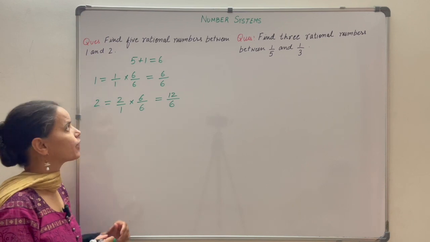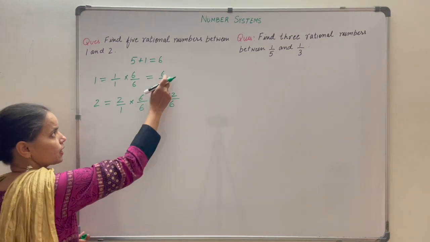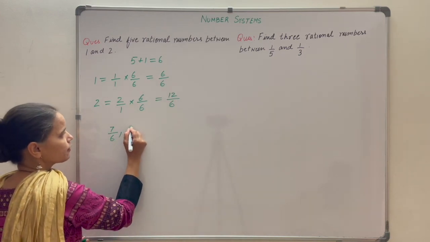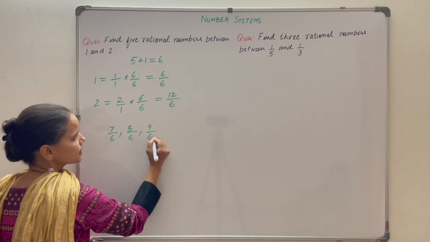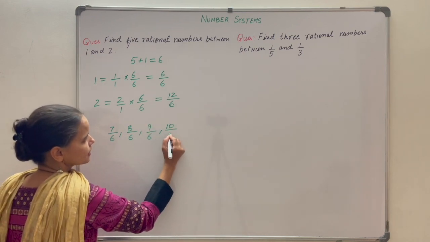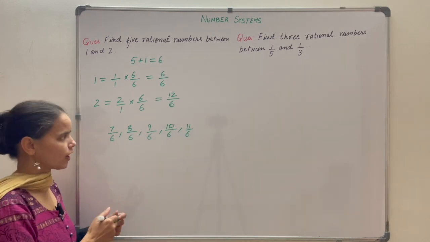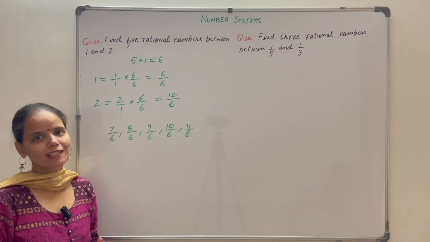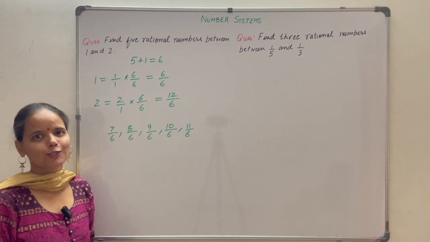So let us write down the 5 rational numbers between 1 and 2. What are those 5 rational numbers? Greater than 6 by 6 is, we have 7 by 6, then we have 8 by 6, then we have 9 by 6, then 10 by 6, then 11 by 6. So these are the 5 rational numbers between 1 and 2. So you can see this method is quicker than the previous method, and it is easy and simple to solve.